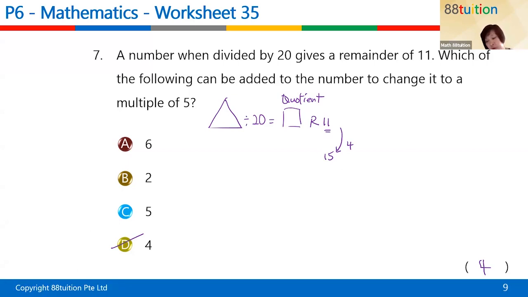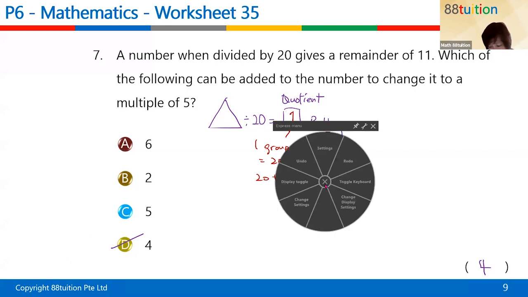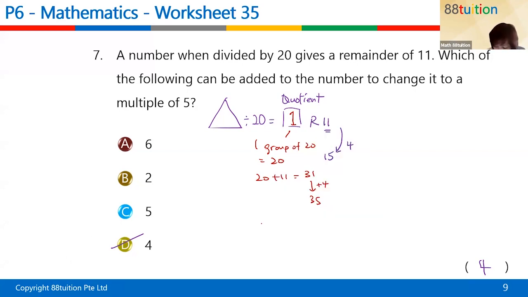Now, if you don't understand the question, never mind. You put in any number. For example, I put in 1. When this is 1 other 11, that means it's one group of 20, which equals 20. 20 plus 11 equals 31. To make it divisible by 5, I must have 35. So I add 4 to it, and that solves the problem. So you go and check back.